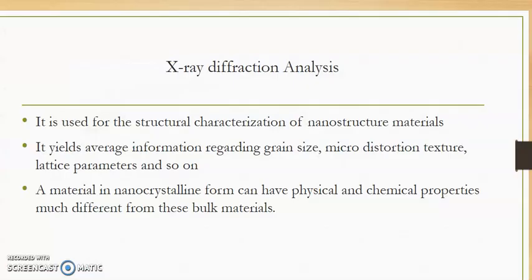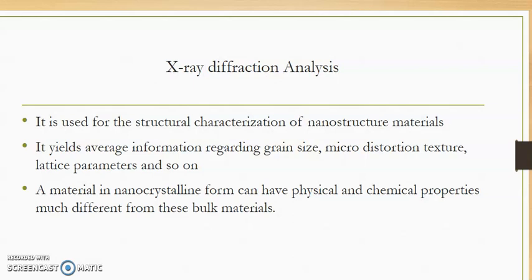First, we are going to see what X-ray diffraction analysis is. We have all heard about the word X-rays. Here, we are going to learn about X-ray diffraction analysis. This type of analysis is used for the structural characterization of nanostructured materials, which means it yields average information regarding the grain size, the micro distortion, texture, lattice parameters, and so on.